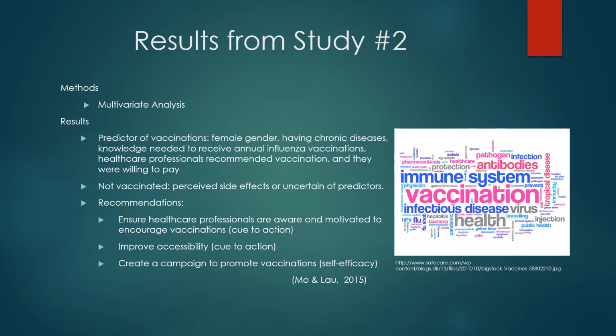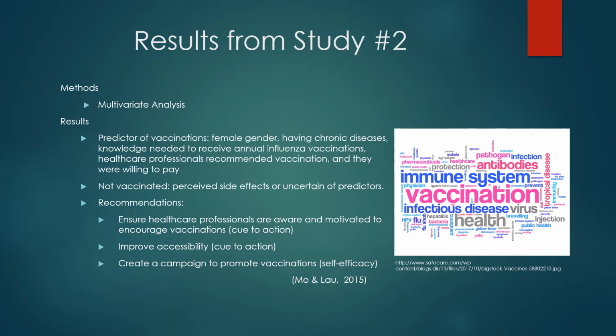They found that individuals were less likely to get vaccinated if they perceived that there were side effects associated with the influenza vaccination, and/or if the individual was uncertain of the predictors associated with vaccinations.